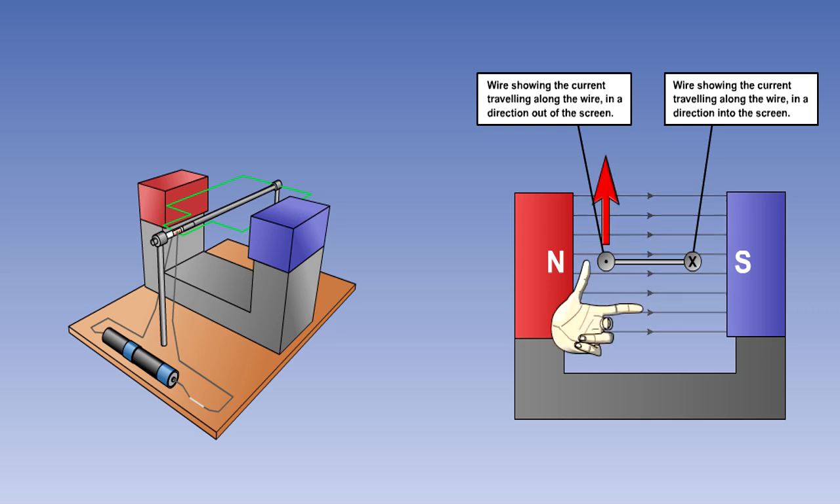Fleming's left-hand rule tells us that the resultant force pushes the wire on the left upwards. If we apply the rule to the right-hand wire, which has its current flowing into the screen, we see that the resultant force acts in a downwards direction, which is what we would expect if the loop is to rotate.